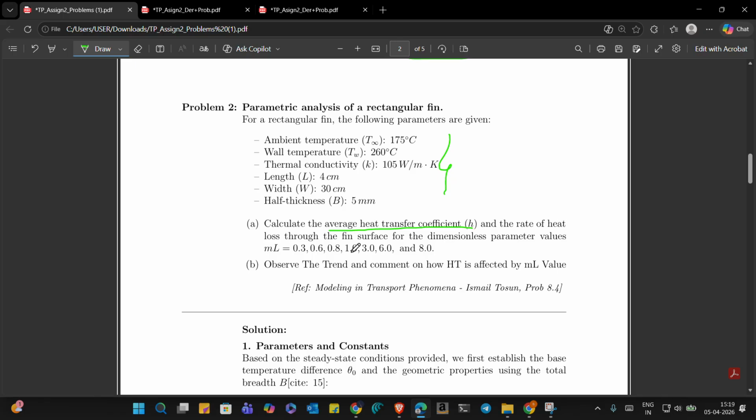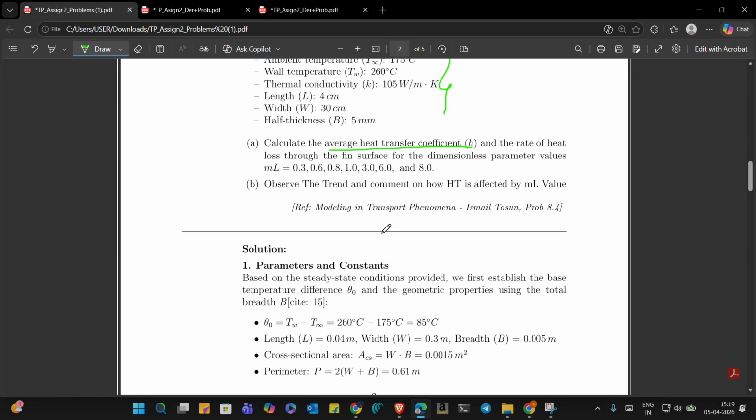Thereafter, we have been given various values of a dimensionless fin parameter, ml, whose value varies from 0.3 to 0.6, 0.81368. So this is the first part of the question. The second part asks what sort of trend we observe when we change the value of this parameter. So we are going to solve this question now. We'll see the solution.